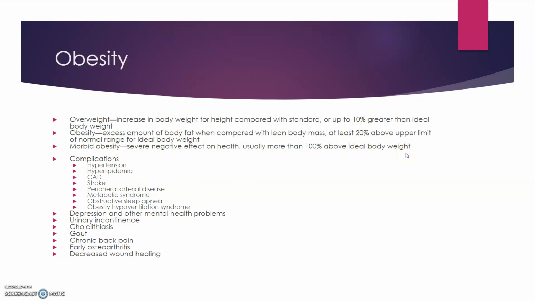So complications of obesity are well documented and very numerous, unfortunately. But it can include hypertension, hyperlipidemia, coronary artery disease, stroke, peripheral artery disease, metabolic syndrome, obstructive sleep apnea, obesity hypoventilation syndrome. And the obesity hypoventilation is very similar to sleep apnea. Other things, depression and mental health problems have been correlated with that. Urinary incontinence, cholelithiasis, gout, chronic back pain, early osteoarthritis, and decreased wound healing are all complications of obesity.